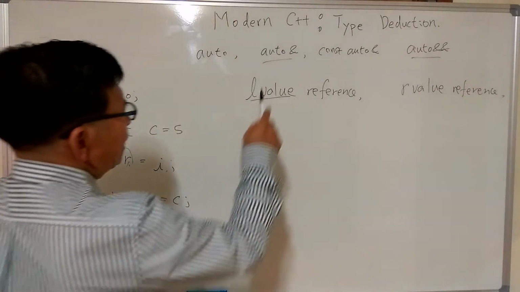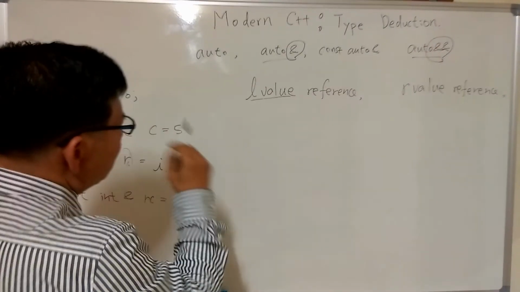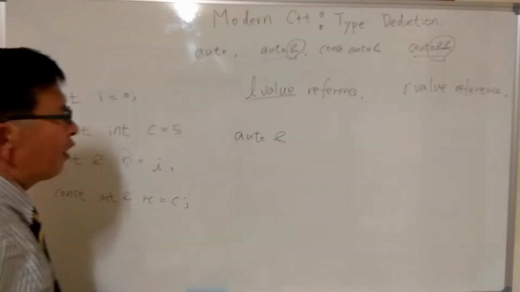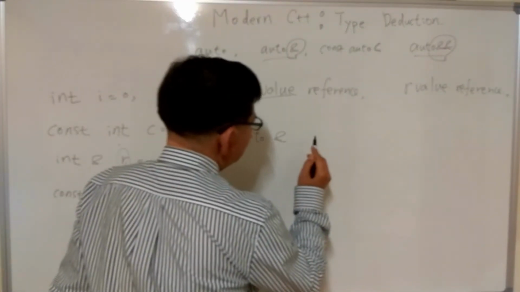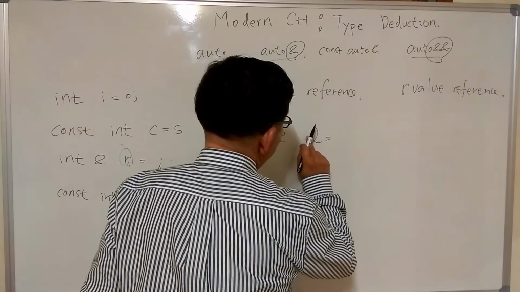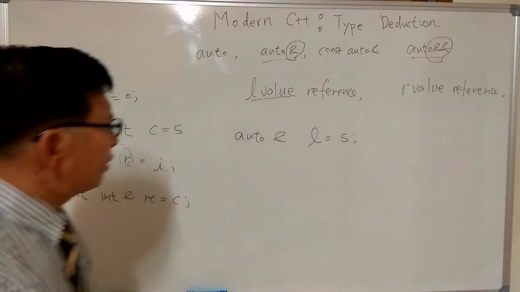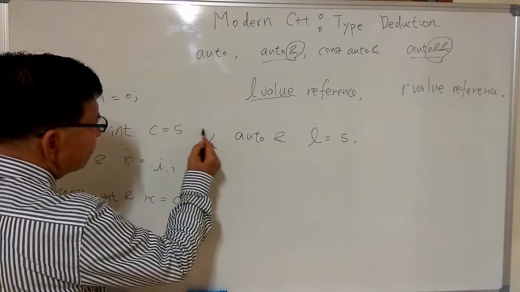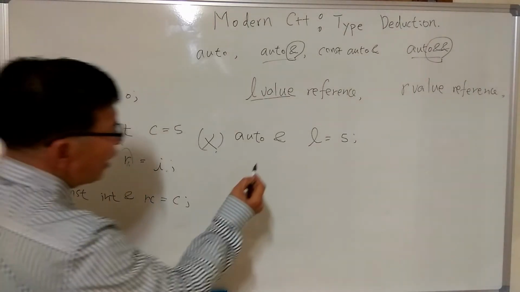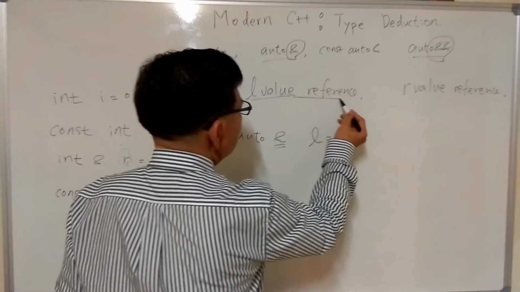So this is L value reference, this is R value reference. For example, this is not possible: auto reference L equals 5. This does not work, because this is L value reference. L value reference means it has some memory. It should have some memory.